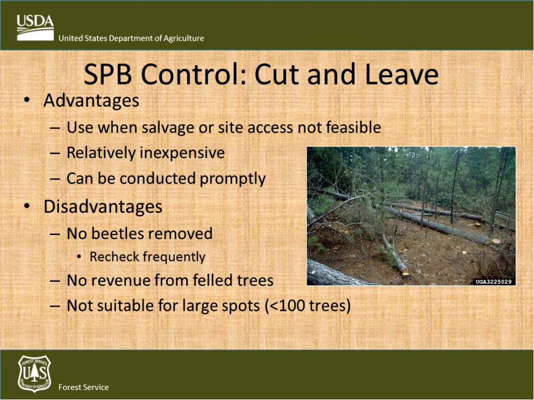Advantages to cut and leave are that if you don't have access to that site, you could get in there maybe with a hand crew or smaller equipment and get that spot cut down. It's fairly inexpensive, and you can do it fairly quickly if you can find the spots and get in there and you have the crews to do it. Disadvantages are you're leaving the beetles out there, you're not getting any revenue, you're not clearing that site for regeneration purposes, and it's really not suitable for larger spots. Once you get more than 100 trees or so, you may need to either resort to cut and remove, or you may not be able to do much at all.